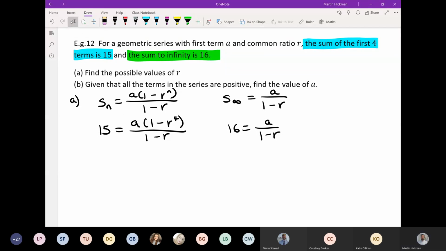Now, the next bit, and really the good thing about that is it means we haven't got to do as much reading now. All we need to do is find the possible values of r, okay? So we don't really need to read too much into the question anymore. We've got all our equations down there. Now it's just time to solve.